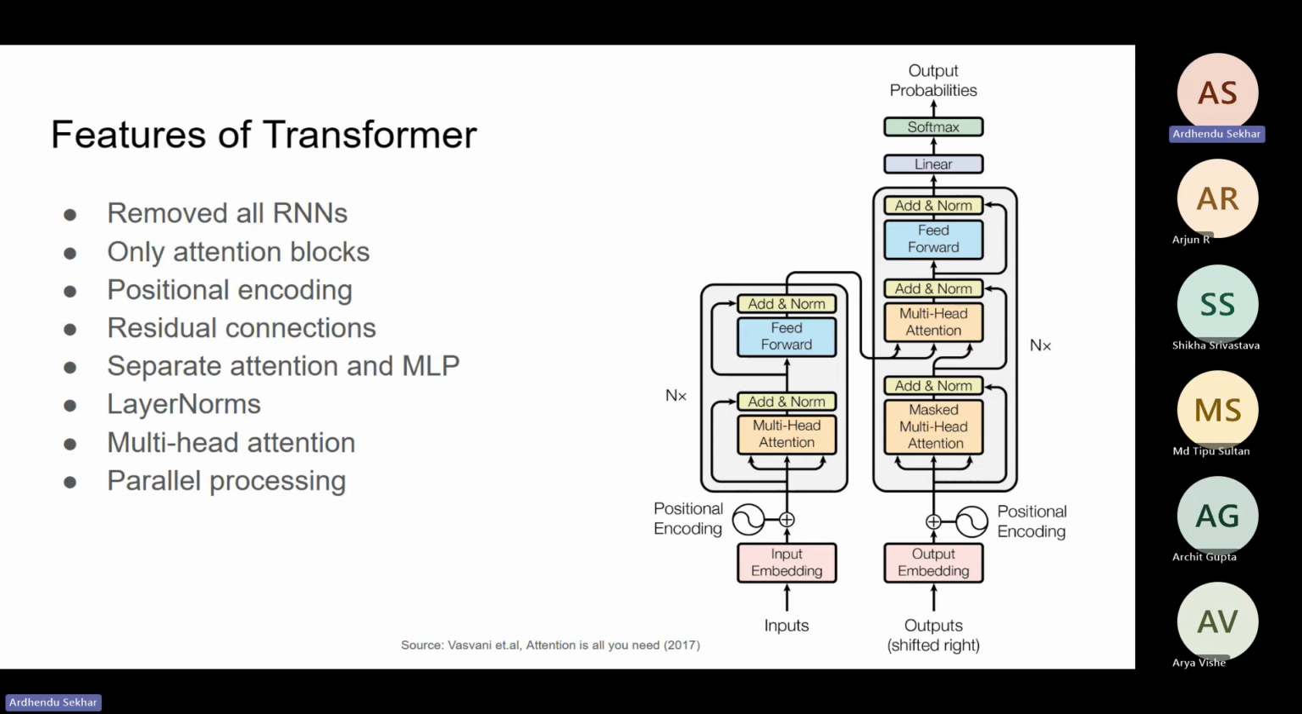If you needed more long range sequences, like if the sequence length is getting more than 1,000 words, 2,000 words, these were failing. So this removes everything. Only attention blocks are there.